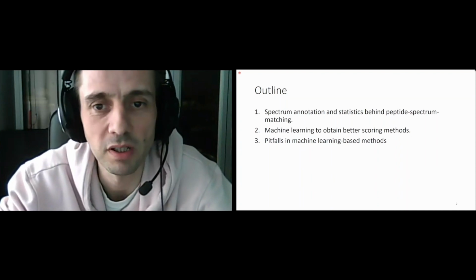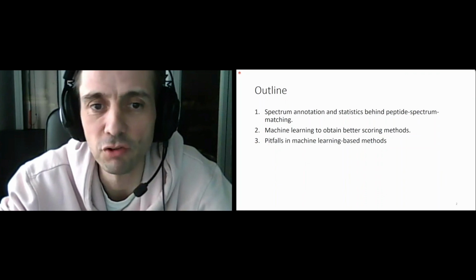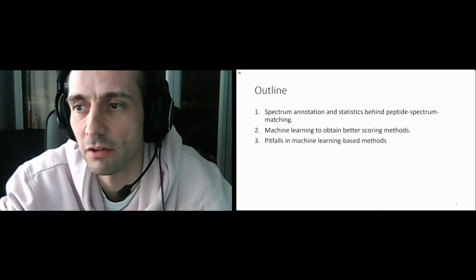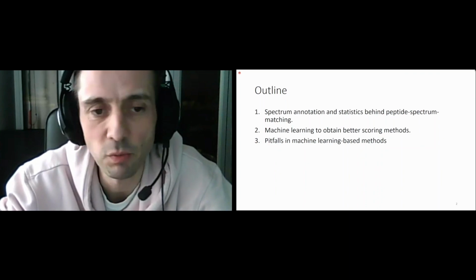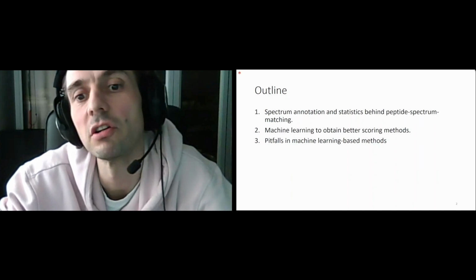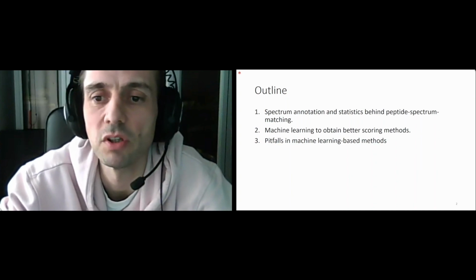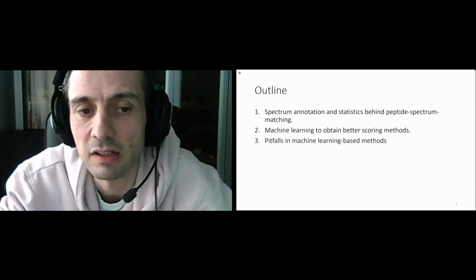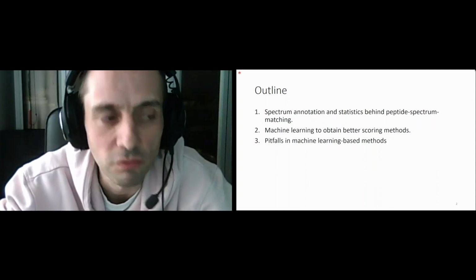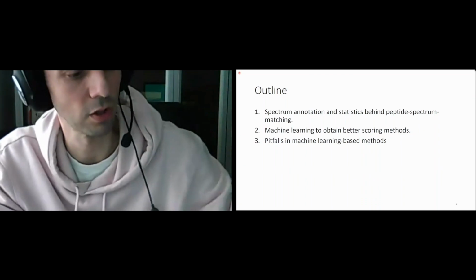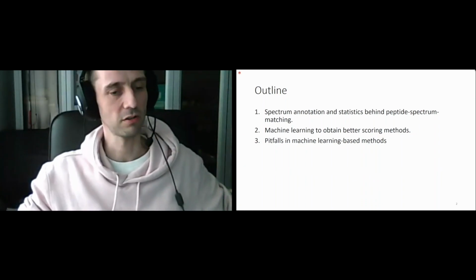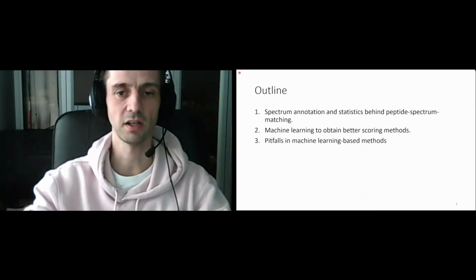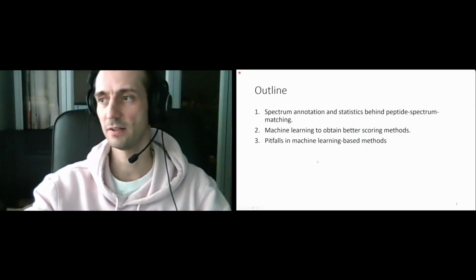Now I will talk about spectrum annotation, how the spectrum is annotated. Then we will talk about how machine learning methods can be used to improve the results. Finally, I will briefly mention what you should be careful about when using machine learning based methods in mass spectrometry data.